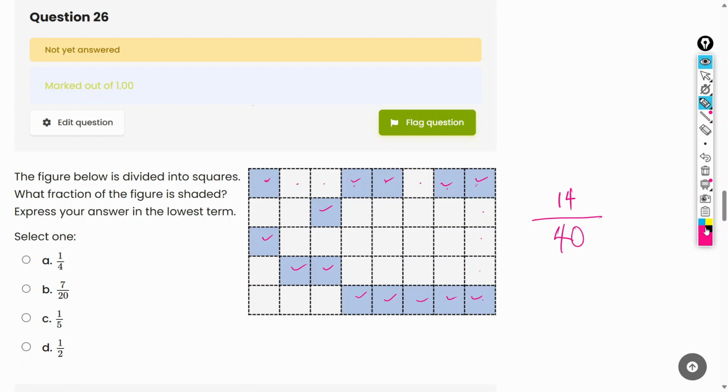But we need to express this in its lowest term. So we can divide by 2. 2 into 1 is 0, carry 1. 2 into 14 is 7. 2 into 4 is 2. 2 into 0 is 0. That's 7 out of 20. We cannot break this down further. So right here.